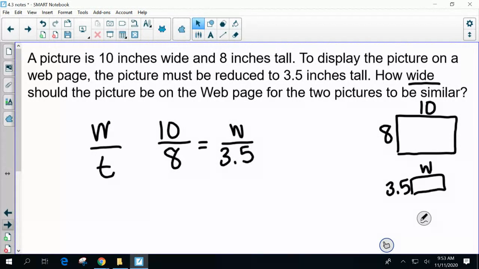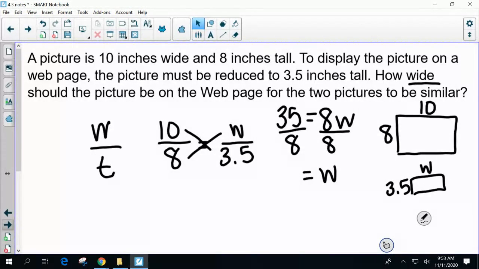Okay, so how did I solve this yesterday? Cross multiply. So 10 times 3.5 is 35, and 8 times W would be 8W. And then you divide both sides by 8. So you get W equals 4.375, and then we're talking about inches here.